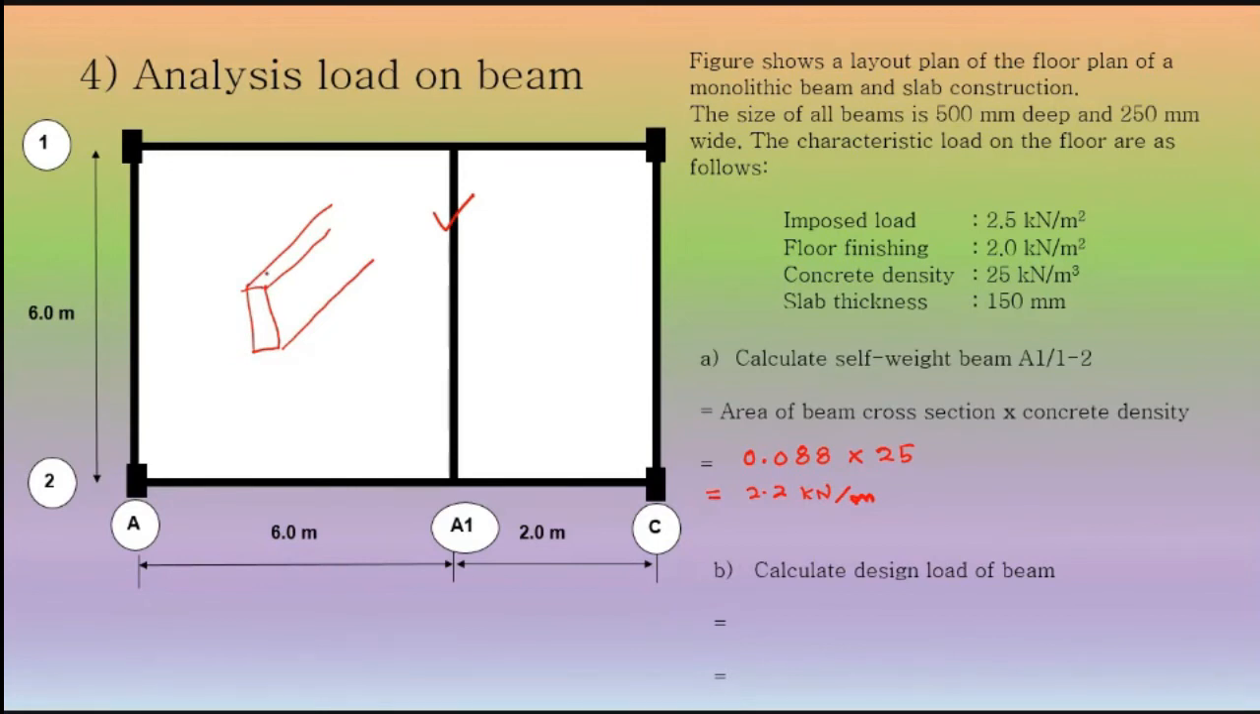Why? Because the beam is narrow, it is small. Its width is less than the depth. What did I say? Width less than depth. So when the width is less than the depth, the unit is kilonewton per meter. We measure it per meter.